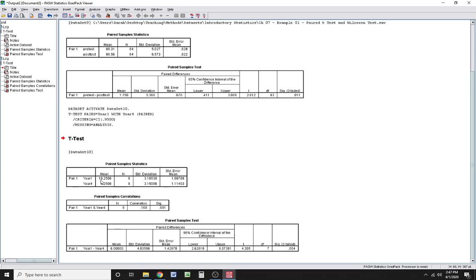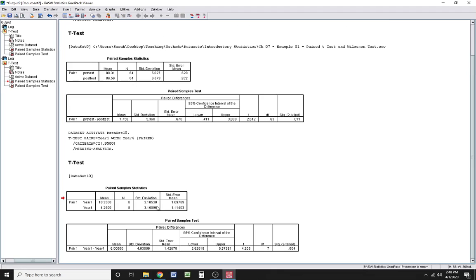So in year 1, their number of errors on average was 10.25. Here's your standard deviation. In year 4, the number of errors was 4.25. So the number of errors did go down. We can see that from the means. But was it significant? Don't worry about this table. Do not report the significance from this table. Pretend that one doesn't exist. So now down here, it did year 1 minus year 4. The difference was 6 points. So year 1 was higher because it's positive.